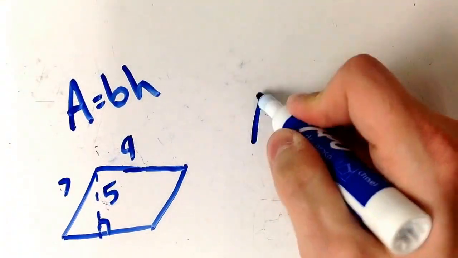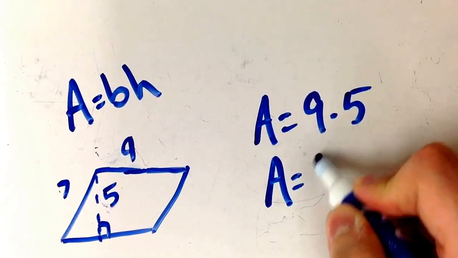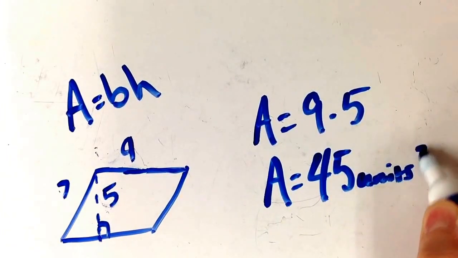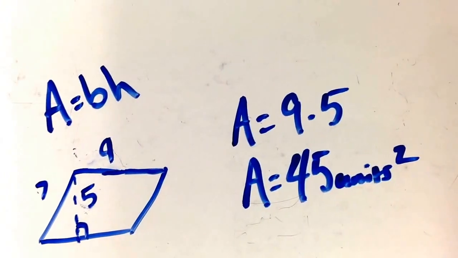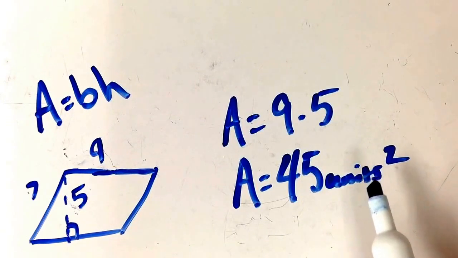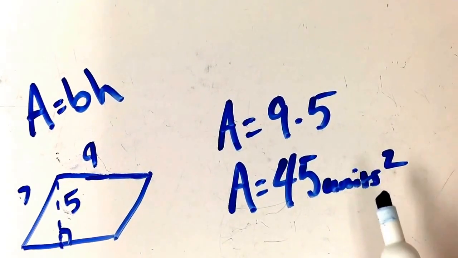So I'm going to use A equals 9 times 5. My area equals 45 units squared, because they don't tell me what units I'm working with. And keep in mind, area is always squared. So you have your answer, you've got your unit, and then make sure to square that unit.